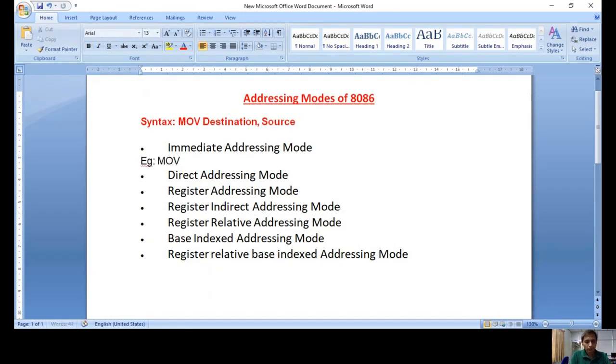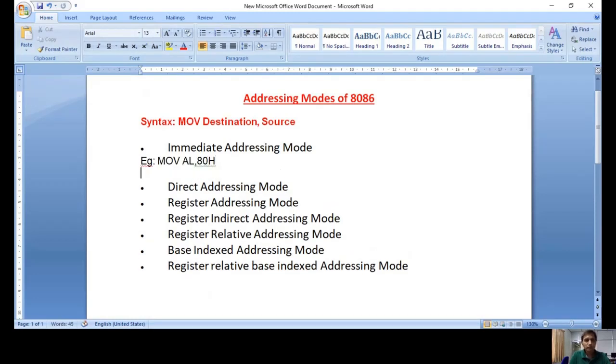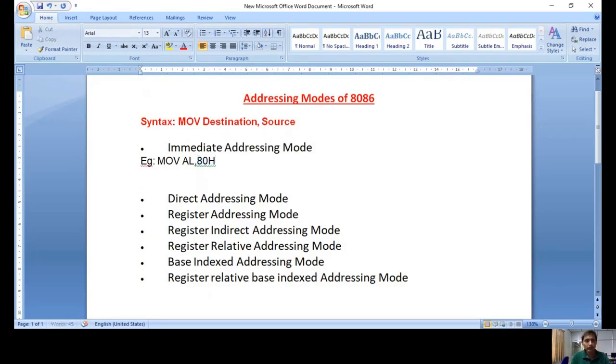For example, I am writing MOV AL, 8AH. Let us see the meaning of this instruction. 8AH is the 8-bit data and this data is moved to the 8-bit register AL. After executing this instruction, the register AL now contains the data 8AH. Here in this example, the source operand is 8-bit data. Let us see another example.